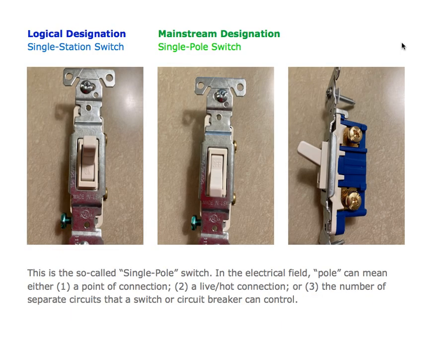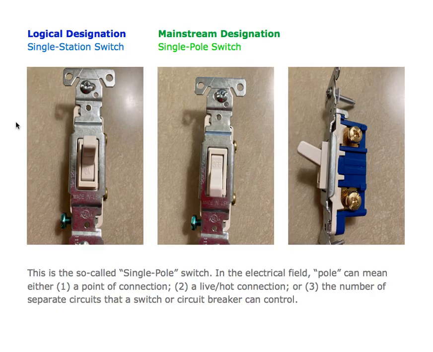Now here's the name that I've given to the so-called single pole switch. That's what it's called in mainstream. That's a conventional name, single pole switch. I have renamed it single station switch because it's logical, okay? So here's the front view with the on position, front view with the off position, and here's the side view. This is the so-called single pole switch.